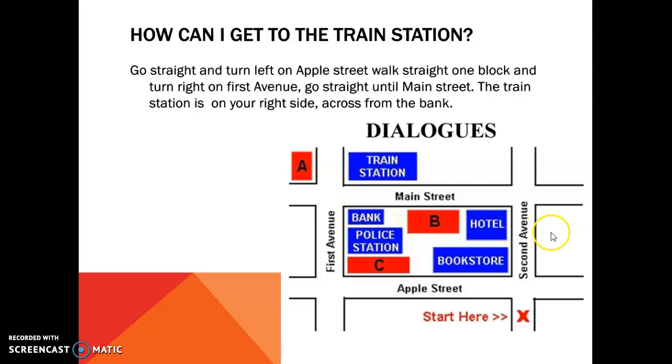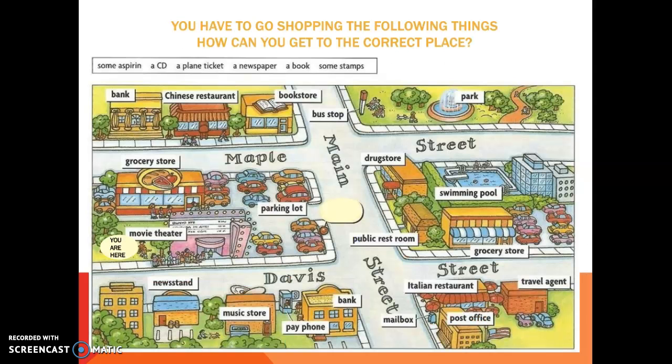Okay, let's do this more fun. Okay, here we have some objects that we need to find. Aspirin, a CD, a plane ticket, a newspaper, a book, and some stamps. To buy these objects, we need to go to the correct place. So, I will give you the first example, and then it's your turn.